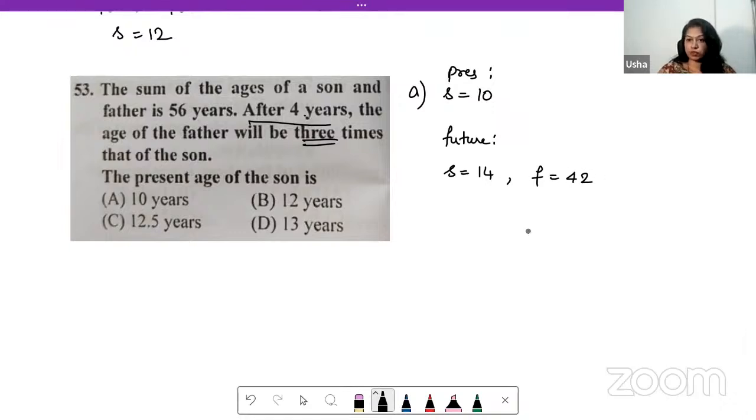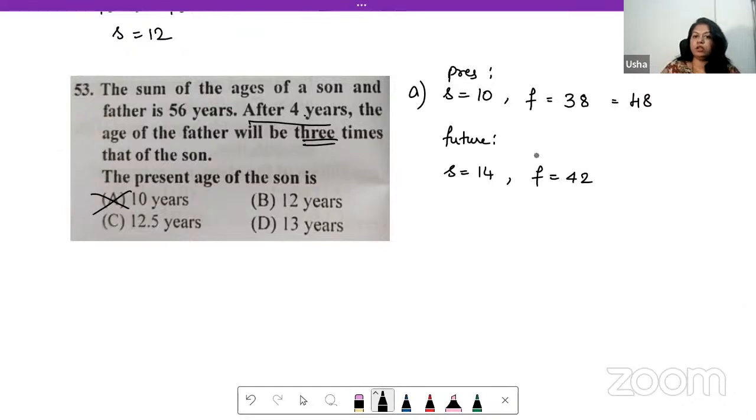If the future age of the father is 42, what will be the present age? 4 years less, which is 38. Now find out what the total is. 10 plus 38 is 48. We are not getting 56. So this is not the required answer.